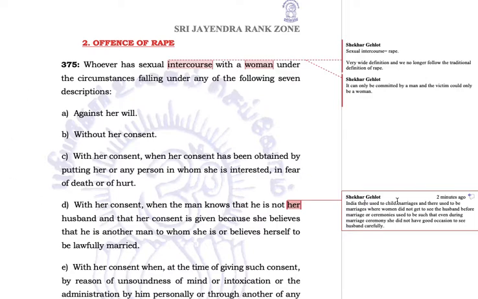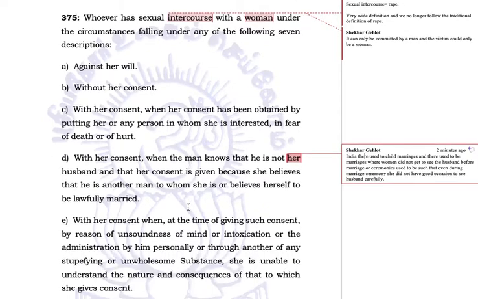So this case is applicable to that category. Nowadays we do not have too many cases under these categories, but still it is there. With her consent, but at the time of giving such consent, by reason of unsoundness of mind or intoxication, she was unsound. She gave the consent, but she was unsound when she gave the consent. So we know in the law, unsound mind people cannot give a valid consent. Okay, so she was unsound. You cannot take consent from an unsound person for anything. Or intoxication.